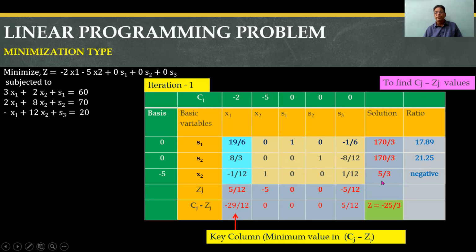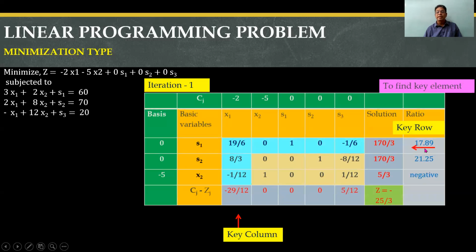This we have not computed because this is negative. So here we'll get negative and we want only the least positive value here, including 0. Which is the minimum of these two? The minimum of these two is 17.89. So this is the key row and S1 will now leave the variable. Who will enter the solution? X1 will enter the solution and S1 will leave the solution, or S1 will leave the basic.